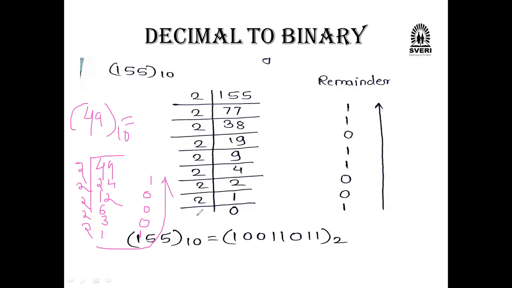Is it clear now? So 110001 is the binary of 49. 49 is converted from decimal into binary. Can anyone else solve this one? Convert 51 into binary.